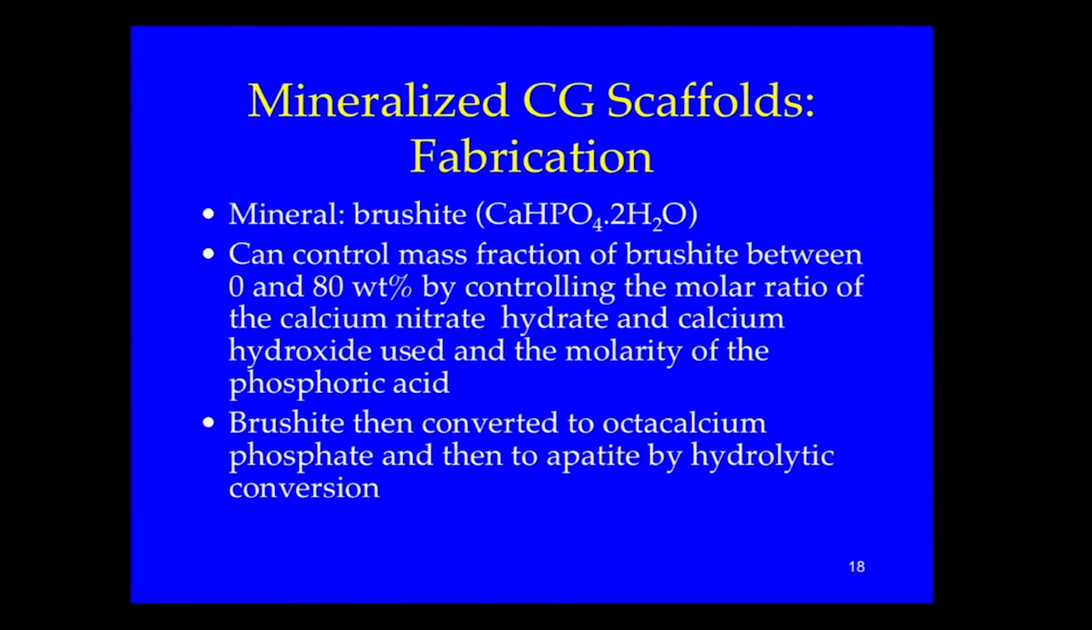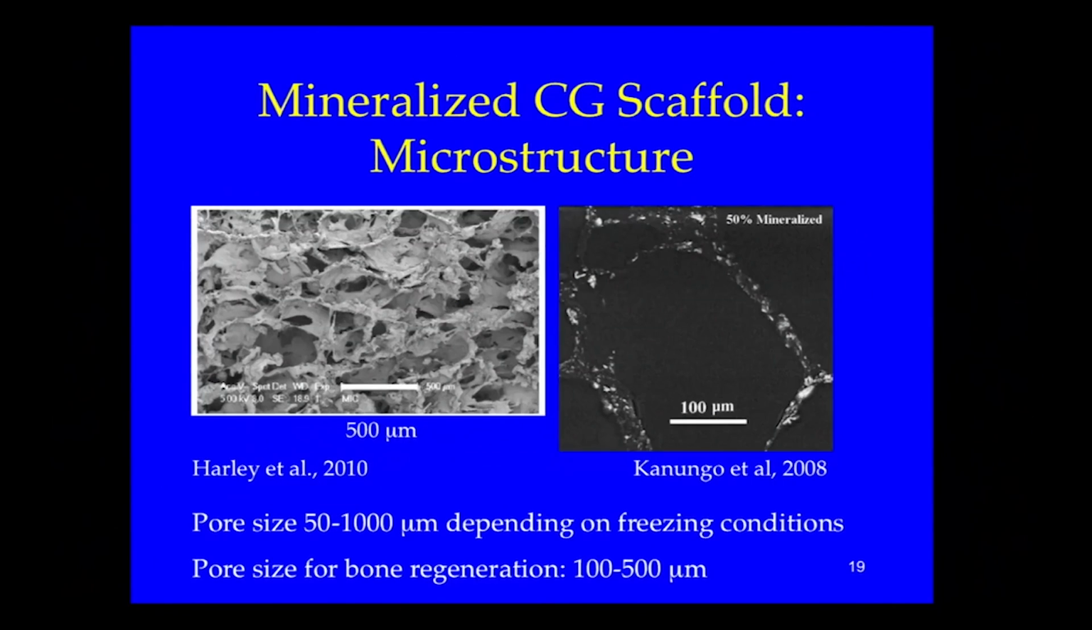The mineral we got was something called brushite, which is a calcium phosphate, but it's not exactly the same as hydroxyapatite. And we could control the amount of brushite by different weight fractions or volume fractions by controlling how much of the calcium salts we put in and what the molarity of the phosphoric acid was. If you take brushite and you put it in water, it then converts to octacalcium phosphate and then to apatite by a hydrolytic conversion. So the apatite is related to the hydroxyapatite in bone.